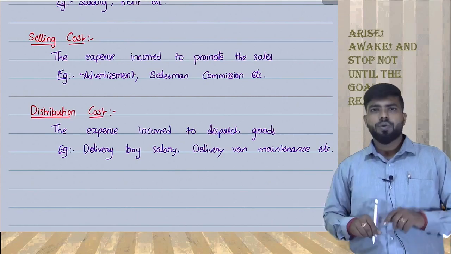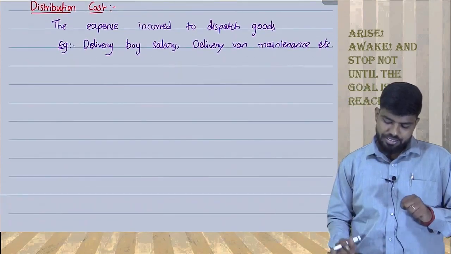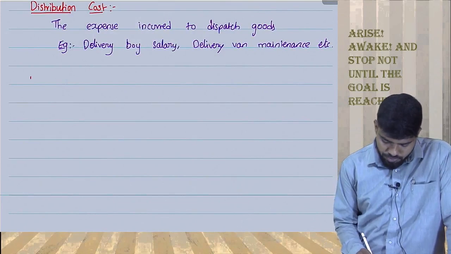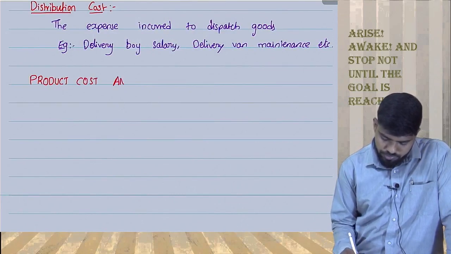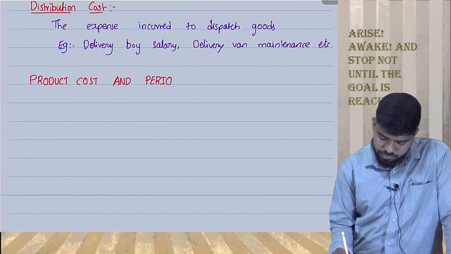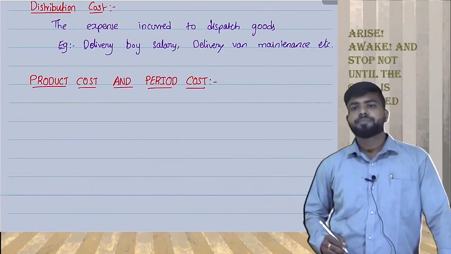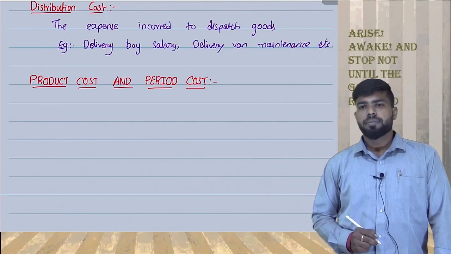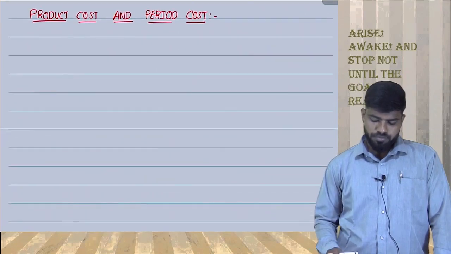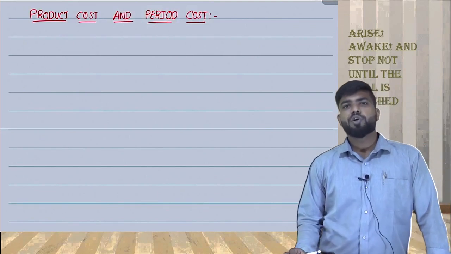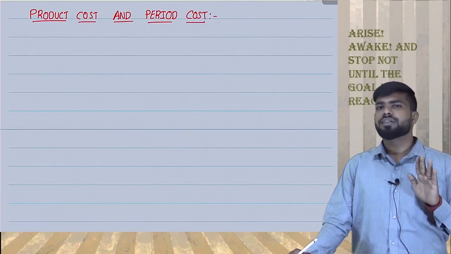Okay, now what is the next one in our first slot? Product cost and period cost. Let us understand that. Give the heading, product cost and period cost. To understand product cost and period cost, I am taking one example. Don't need to write anything. I'll give time to copy. Just focus on the discussion.